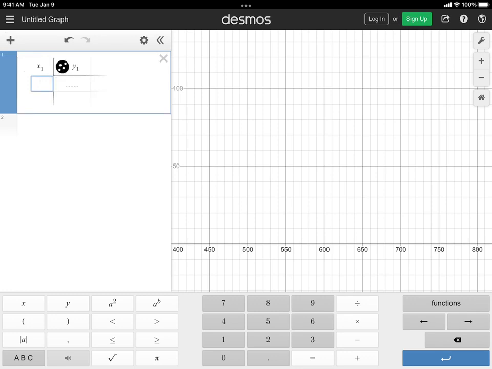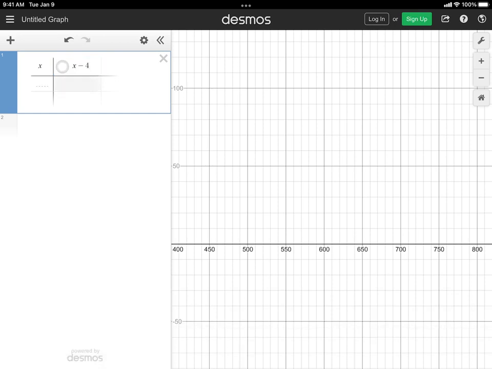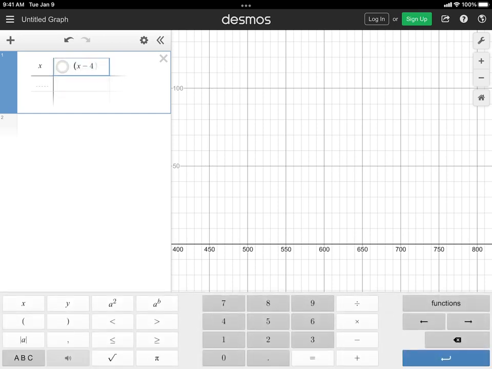Okay, so at the top you see x1 and y1. I'm going to go over to x1 and delete that to just make it x. And for y1, I'm going to input my function. I'm going to put x minus 4, I'll do it in parentheses. So let's see. I have x minus 4, and then that's all divided by x squared minus 3x minus 4.